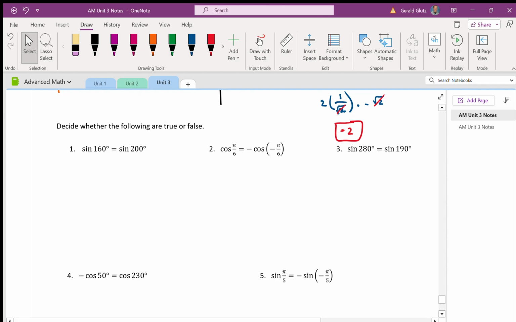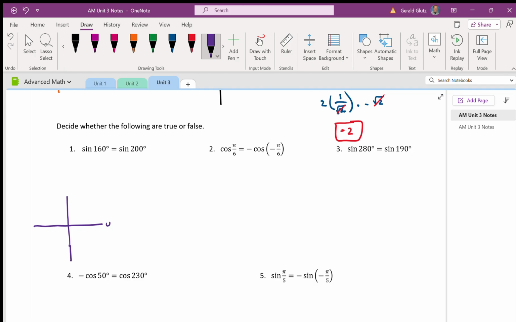And then for the rest of these, the next 5, we're going to decide if they are true or false. So for this first one, I'll have sine, I'm going to draw this a little lower here, sine of 160. So 0, 90, 160, this is 180. So 160 is 20 before. So 20 before 180, that means this angle has to be 20 degrees.